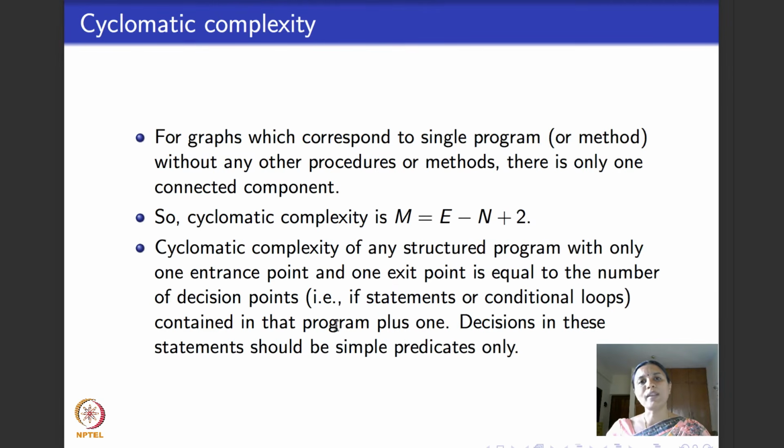Cyclomatic complexity of 1 means the software has no branching. So it may not be very useful to look at such software. So cyclomatic complexity should typically be between 2 and 10. Any number less than 10 is considered to be a good cyclomatic complexity for a piece of software when it comes to maintaining and handling that software.